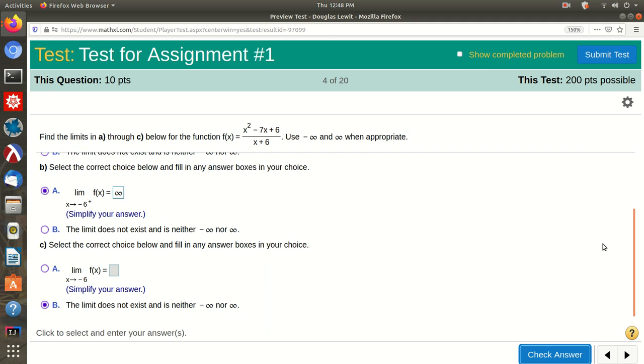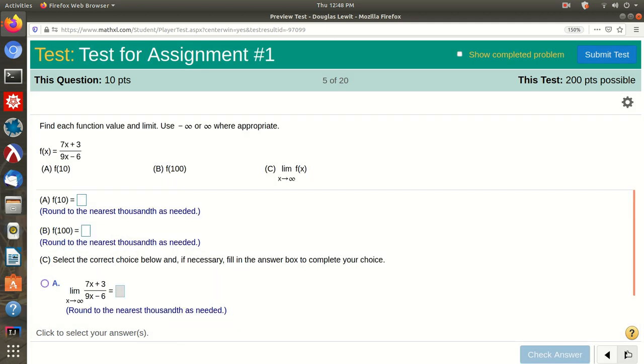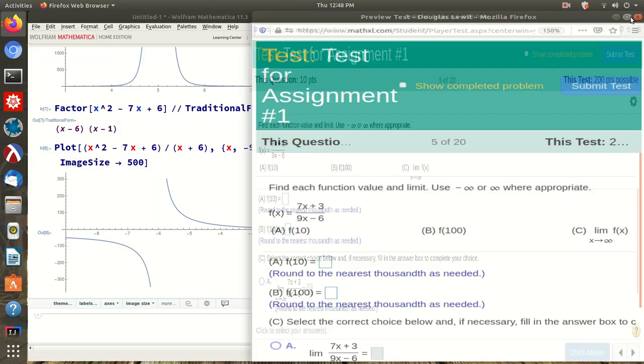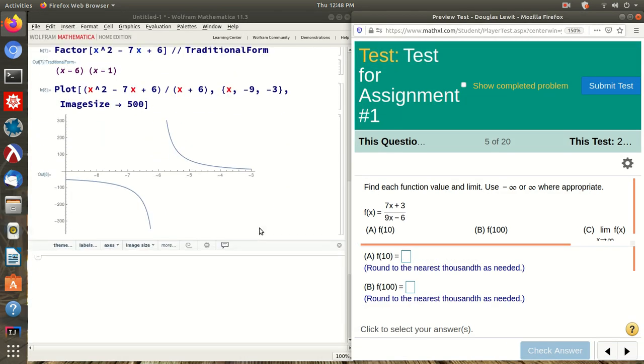Okay, so let's go on to the next question. Question number 5. Find each function value and limit. Use negative infinity or positive infinity where appropriate. The function that they're looking at is (7x plus 3) divided by (9x minus 6).